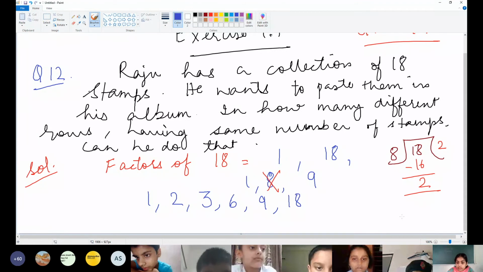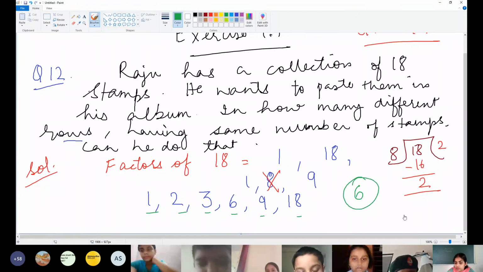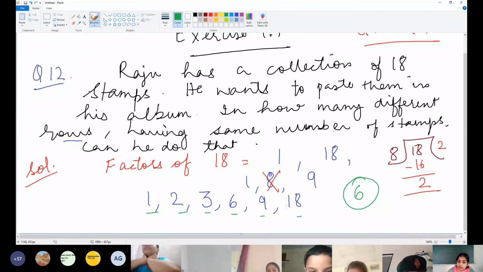So children, what has the question asked? In how many different rows having the same number of stamps can he do that? So how many rows can he make? Counted 1, 2, 3, 4, 5, 6. So he can make 6 rows. Six rows, and he has to distribute equally. So in one row how many stamps will come? Who is going to tell?